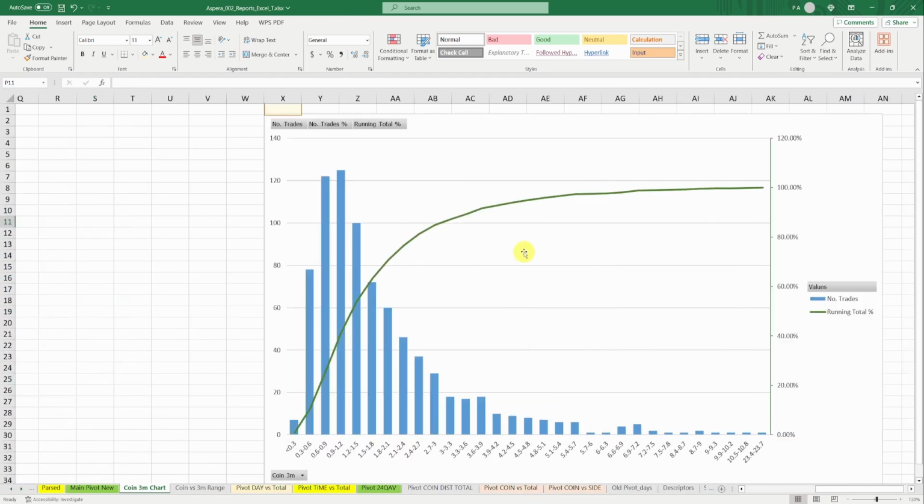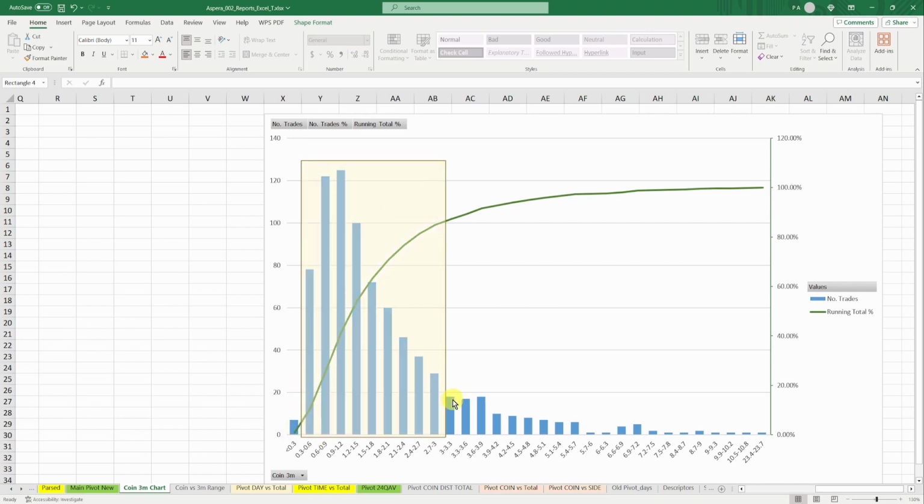I made it also visual right here on the graph. The blue columns represent the number of trades in each range, and the green line represents the cumulative percent of the total. So the area of most interest for us is right here. You can see that before and after it, the number of trades drops off pretty remarkably. This raises the next question. Why are there so few trades on coin volatility above 3%? In my book, this level of volatility is more than modest.